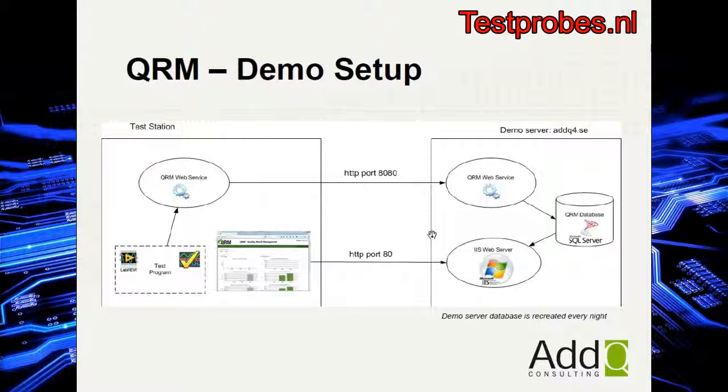The next thing we need to do is to install the QRM Web Service. After we have installed the client, either a LabVIEW client or a Teststand client, we need to install the QRM Windows Background Service. This picture shows what we're trying to do. To the left we have the test station, that's the computer I'm at now, and we're trying to set up this station to post reports to the demo server located at adq4.se, here to the right.